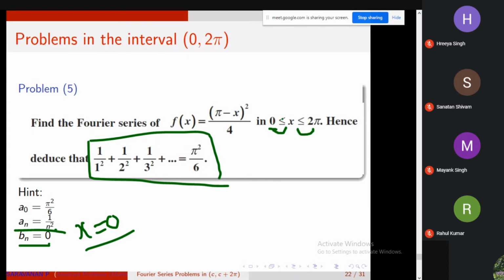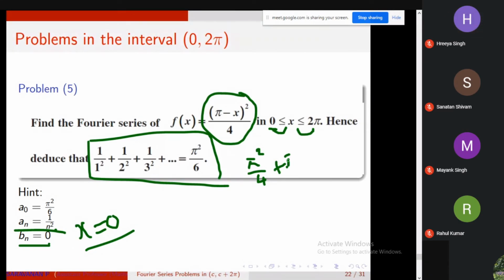The right hand limit at 0: it is a polynomial, so it is continuous. So you substitute x equal to 0. Therefore, the right hand limit at 0 is pi square divided by 4. The left hand limit at 2 pi is (pi minus 2 pi) whole square, that is also pi square by 4.